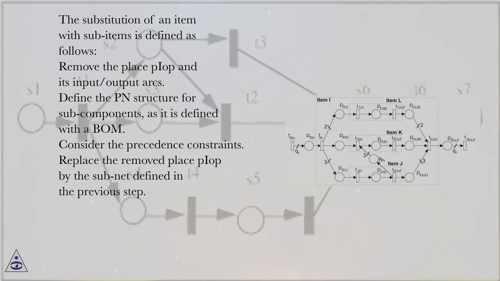Remove the place P_I up and its input/output arcs. Define the PN structure for subcomponents, as it is defined with a BOM.